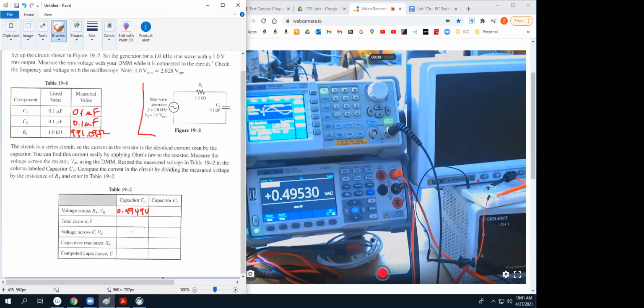So what is my total current? I can find total current just by finding the current through the resistor, right?